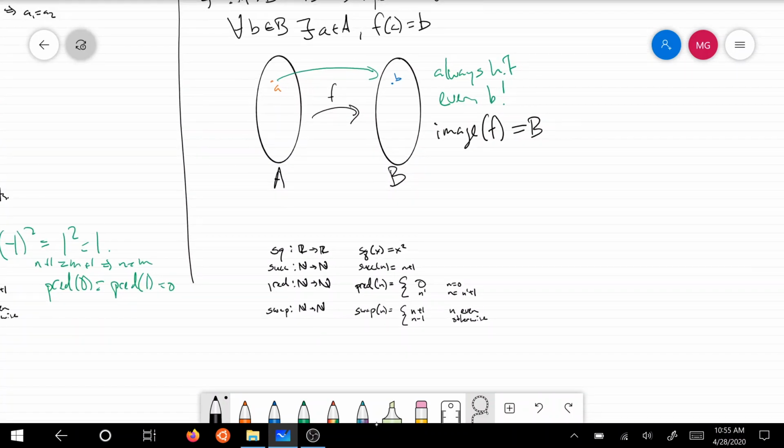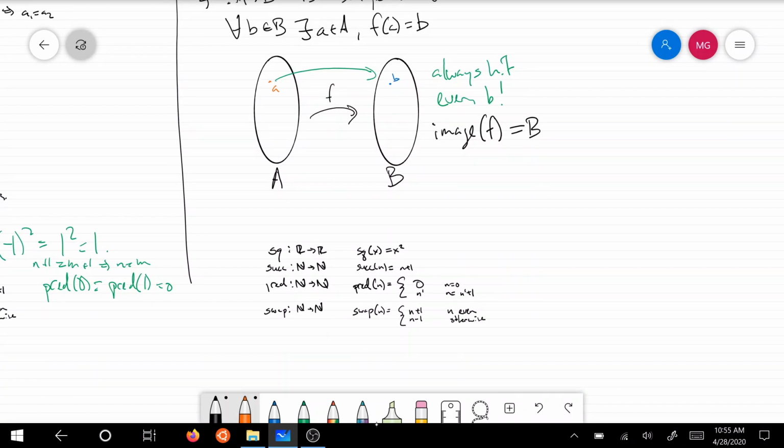What about these for the properties? Can we always hit every real number with square? No. What about -3? There does not exist an r in the real numbers such that r squared equals -3. You need the complex numbers to do that. Okay, surjectivity for successor. Again, no. What about 0? There is no n such that 0 equals 1 plus n.